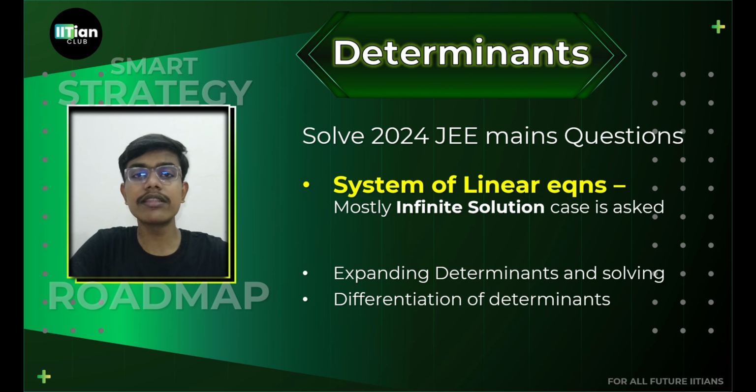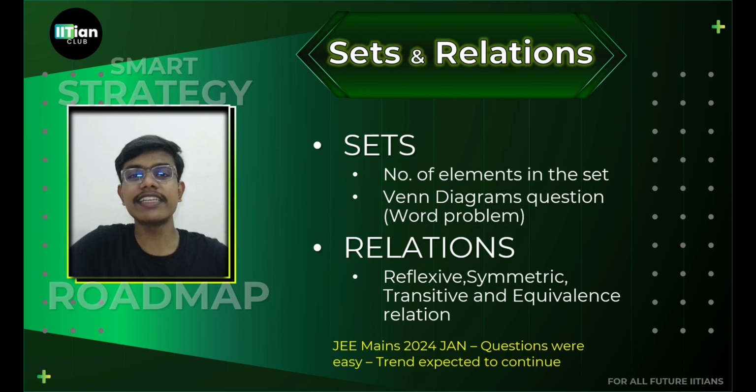Also, you learn how you differentiate a determinant. It's also an easy concept. When you learn the concept and apply all these in 2024 questions, you'll be easily able to crack this chapter. All the best. The next easy kill topic is sets and relations.